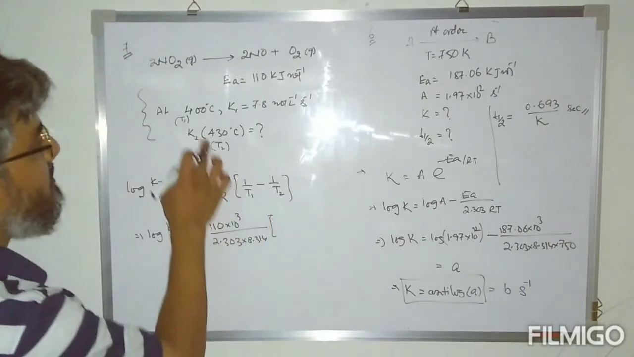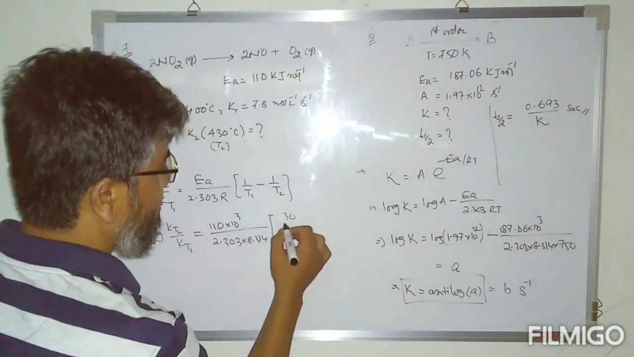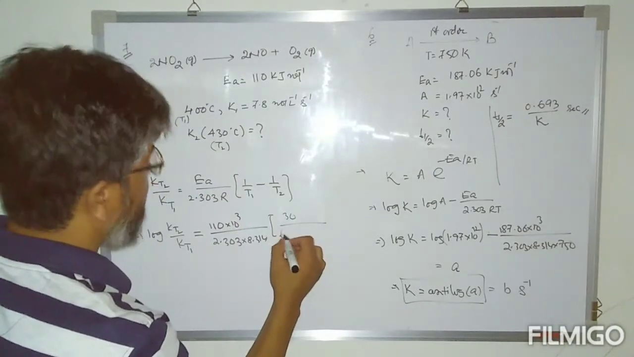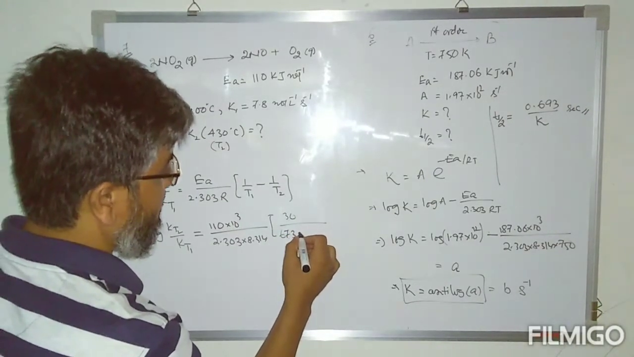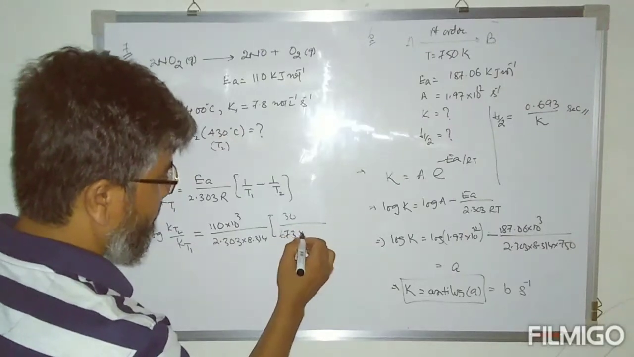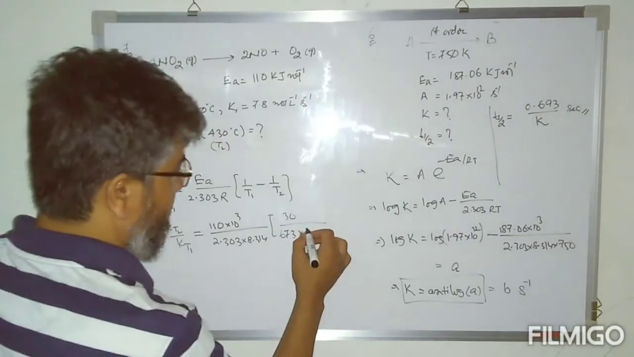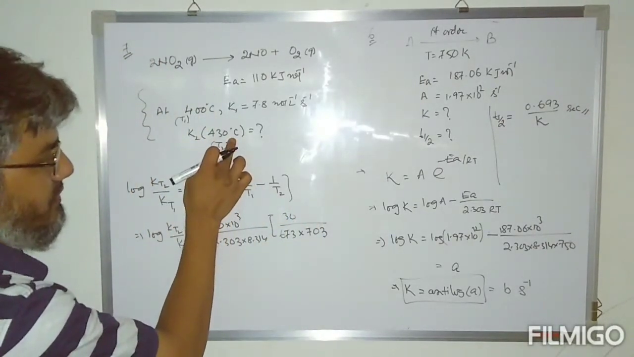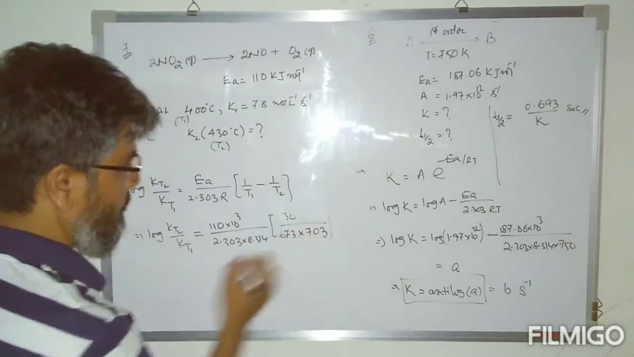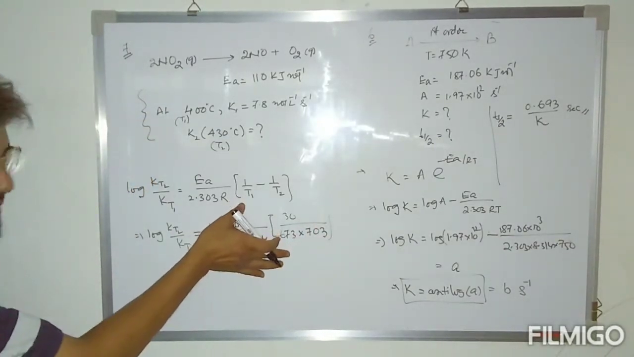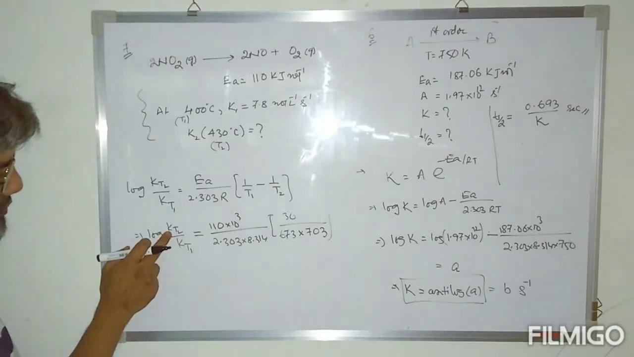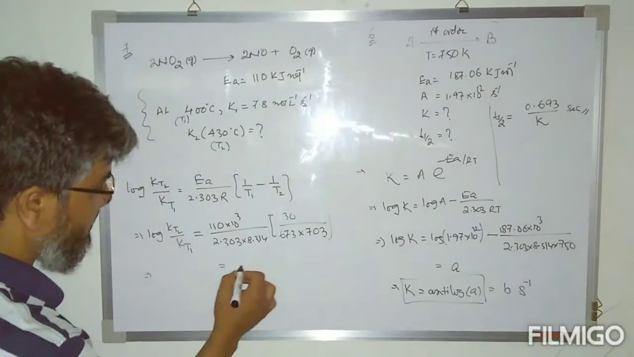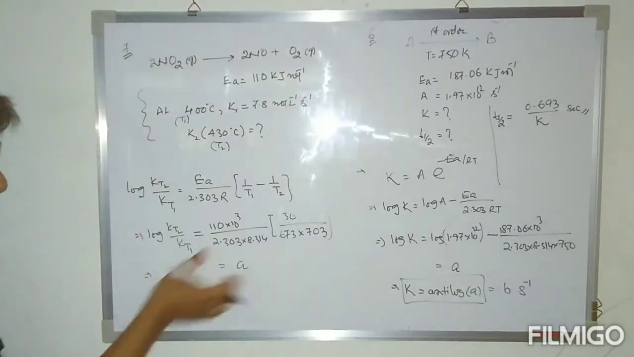So T2 minus T1, the difference, is 30. So 400 plus 273, that is 673, into 430 plus 273, that is 703. So this is a pure mathematical quantity. We have K2 to find, K1 is given. So therefore look at this, suppose this value be A.